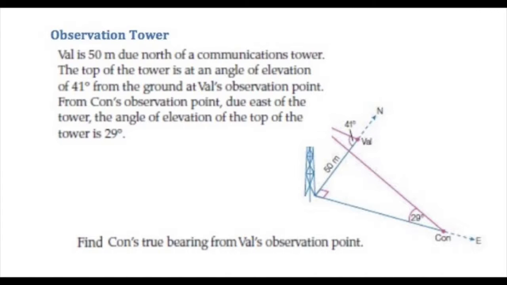Okay, so I've got the observation tower question, and it says Val is 50 meters due north of a communications tower. The top of the tower is at an angle of elevation of 41 degrees from the ground at Val's observation point. From Con's observation point, which is due east of the tower, the angle of elevation of the top of the tower is 29 degrees. Find Con's true bearing from Val's observation point.